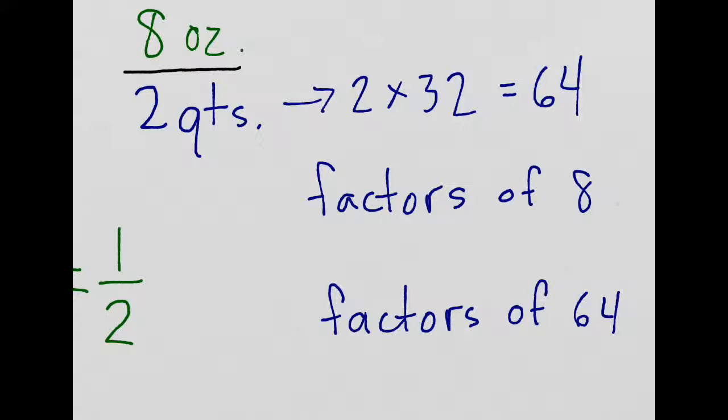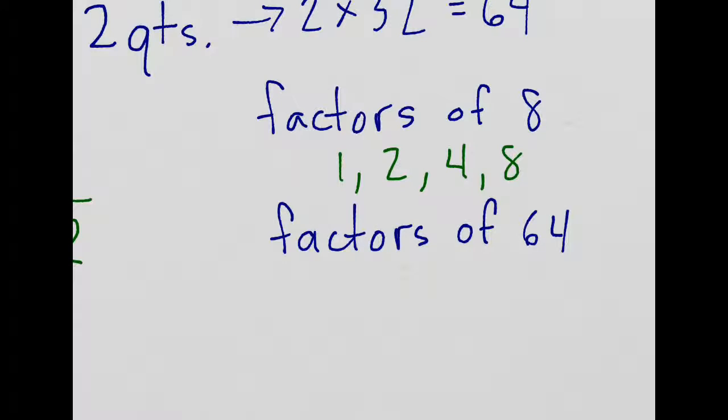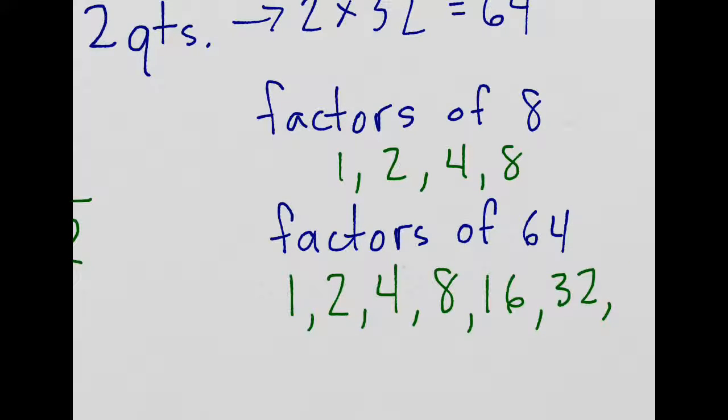Now I'm just going to go through this really quickly. The factors of 8 are 1, 2, 4, and 8. Those are all the numbers that can be divided into 8 evenly, or you could think of it as the numbers that you could use to multiply to get 8. The factors of 64 are 1, 2, 4, 8, notice the pattern there, it's the same as 8, 16, 32, and 64.